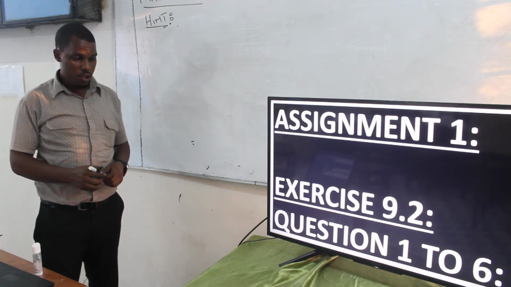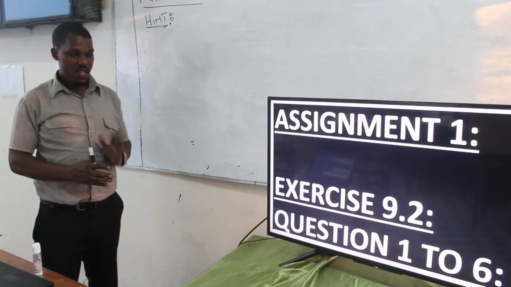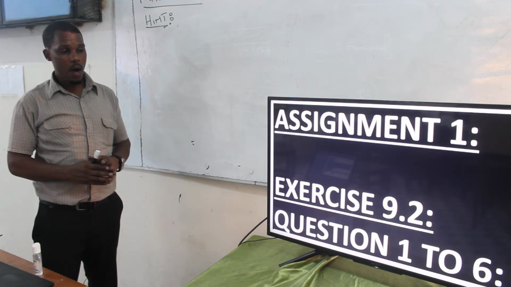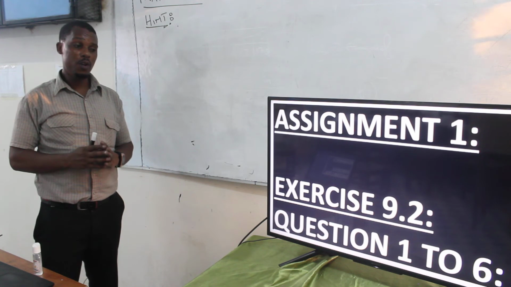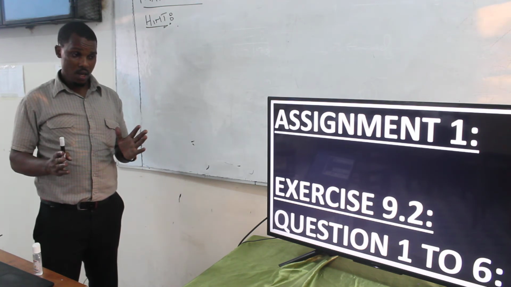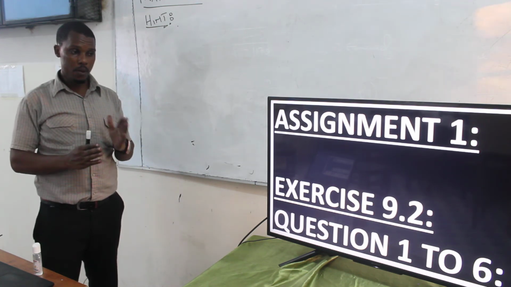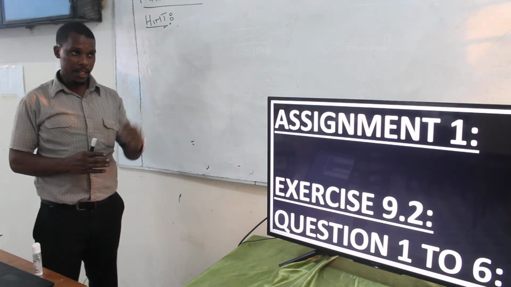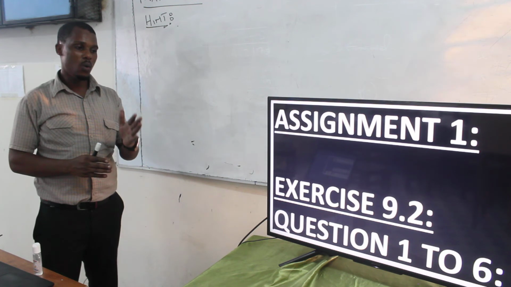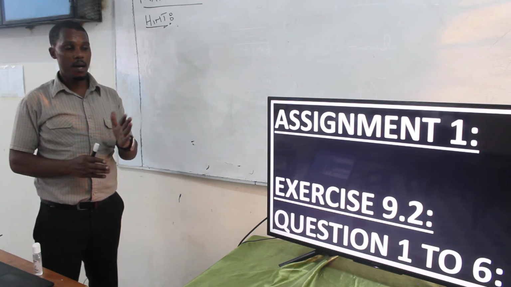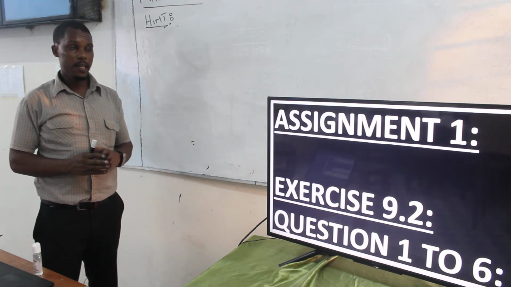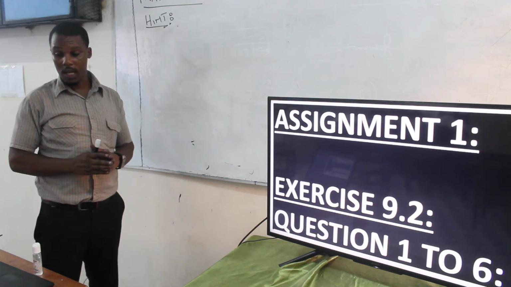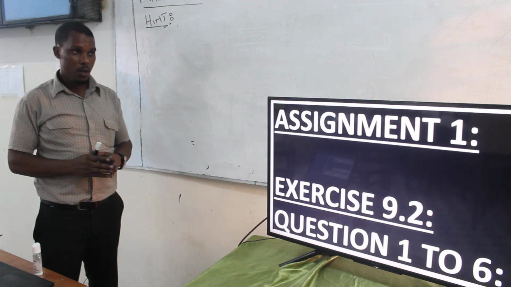In exercise 9.2, I'm going to give you 6 questions. So you do from question 1 up to 6. Remember, I've not given you the whole exercise, so you have to have ample time. You do from question 1 up to question 6 very keenly. Then submit that work on my WhatsApp so that I can mark it. And also on our site, we are going to engage one another so that if there is any problem, you let me know for assistance.